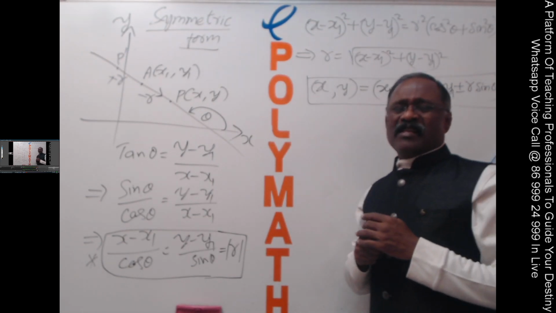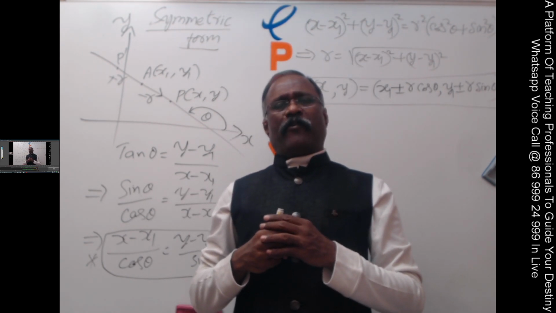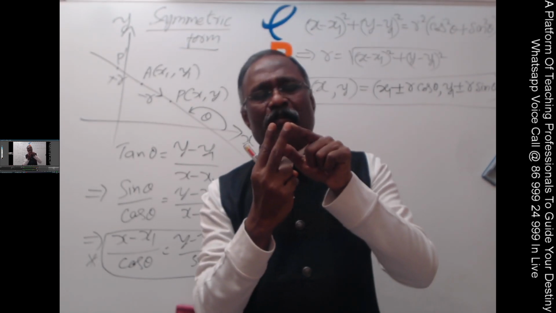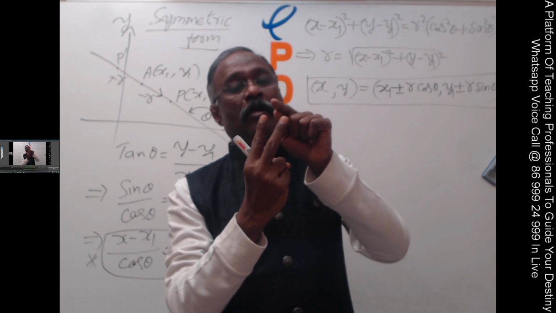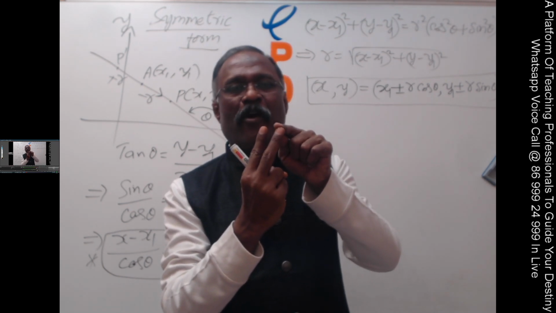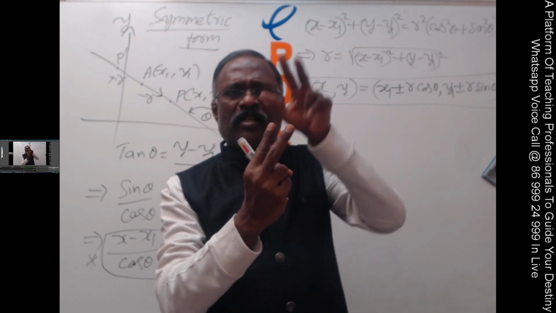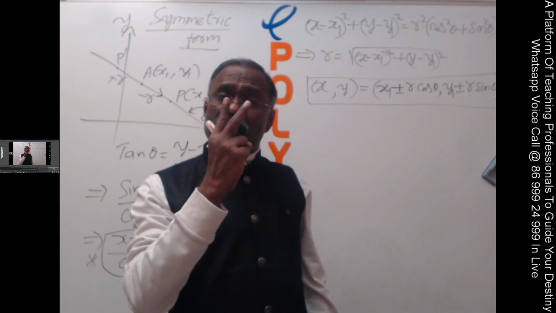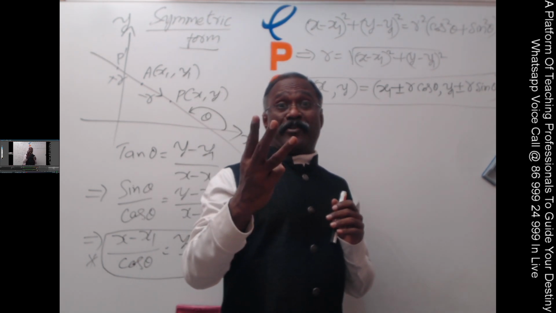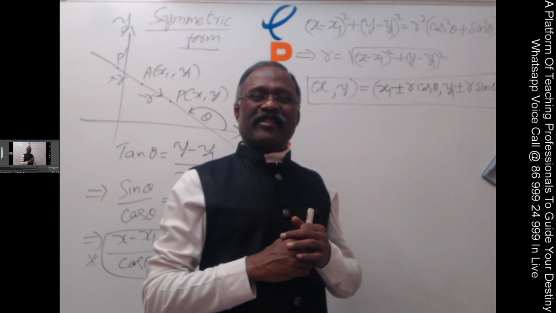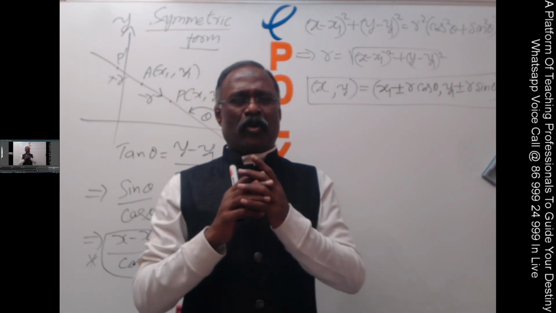So far, what are the different forms we have learned? Slope point form, slope intercept form, two-point form, two-intercept form, and perpendicular form or normal form. In all these, you have only two items of data. But here, you must have three items to locate a point on the line. Very important, please. The moral of the story here.